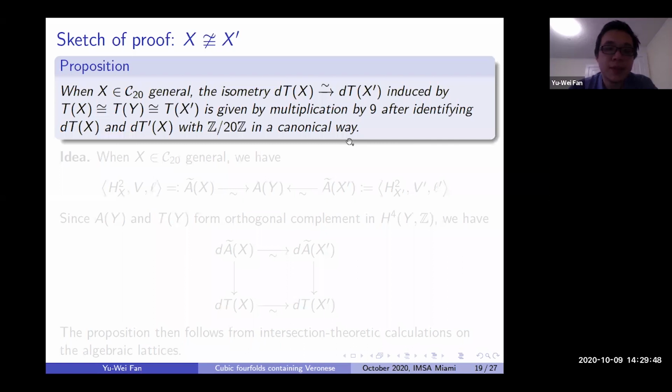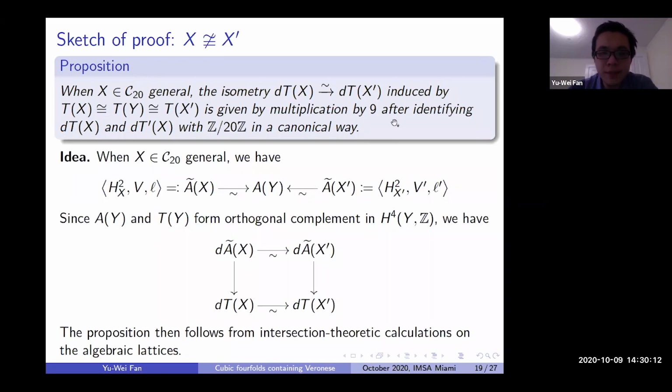So the proposition, the statement that I mentioned, is this. When X is a general element in C20, the isometry induced on the discriminant group, induced from the identification of the transcendental lattice, is given by multiplication by 9. And the proof is roughly what I just mentioned.